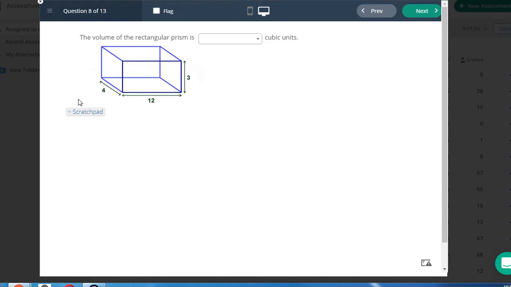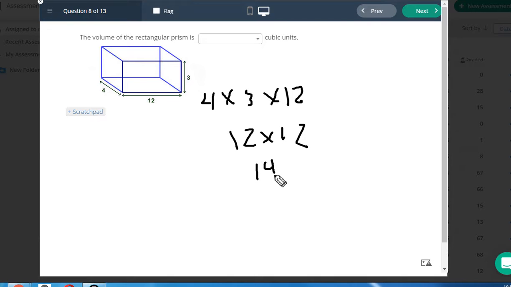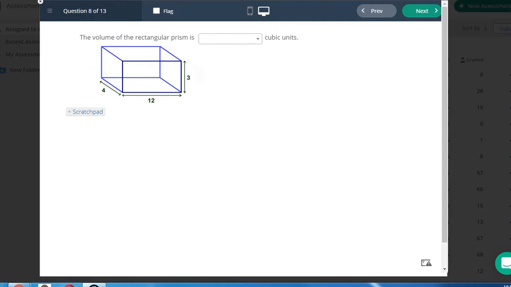Here we go. Let's see. Okay, this one is pretty simple, pretty straightforward. 4 times 3 times 12. Well, I know that 4 times 3 is 12, and 12 times 12 is 144. Okay, that one's pretty straightforward there. 144 would be our answer. All right, next question.